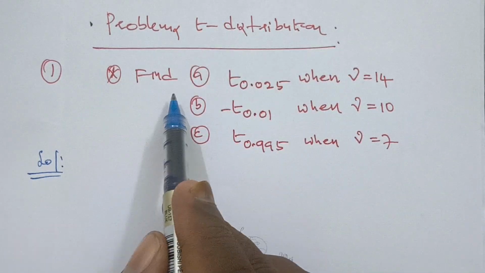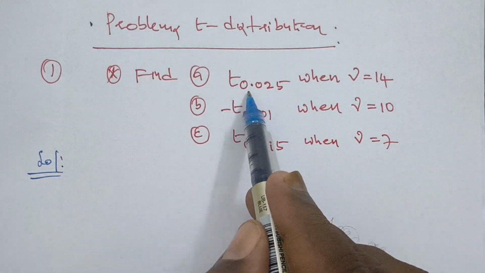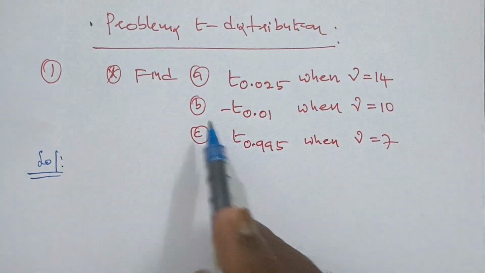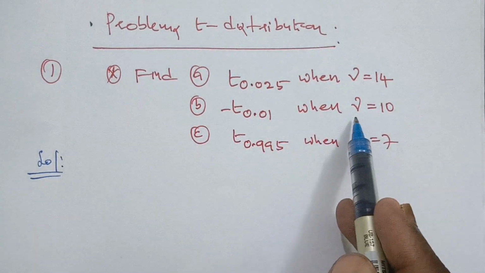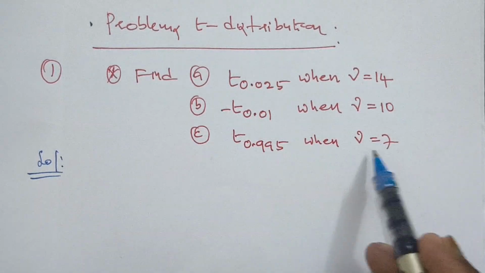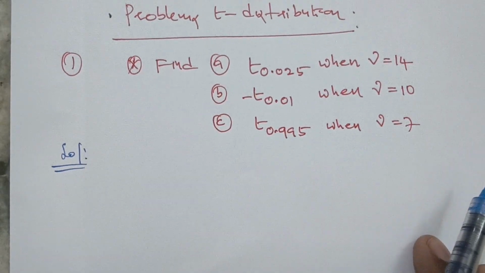Problems on t distribution. In that, first, find t 0.025 when nu equals 14; b, minus t 0.01 when nu equals 10; and c, t 0.995 when nu equals 7.